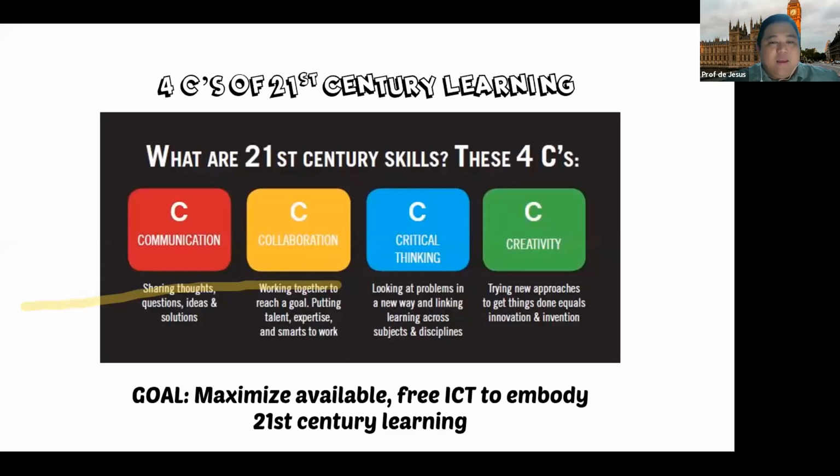Now, critical thinking is still a must, although it has appeared in maybe the 20th or maybe the 19th century. So looking at problems in a new way, linking learning. So making a connection between what you learn from different subject areas is still needed.